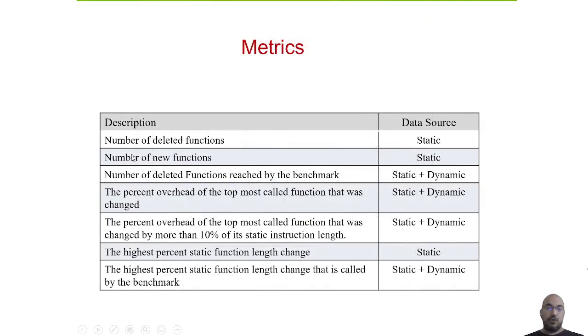To implement this solution, we will rely on the following metrics that have been widely used in the previous literature. Some of them are static, such as the number of deleted functions and the number of added functions, and some of them are both dynamic and static, such as the number of deleted functions that are reached by the benchmark during the execution time. So we have a variety of metrics, and clearly this is not an exclusive list. We can actually test many more as long as they can perhaps improve the accuracy of the model in the future.